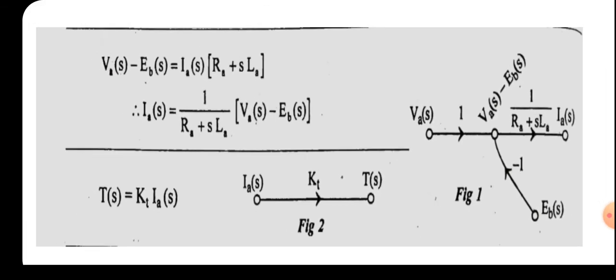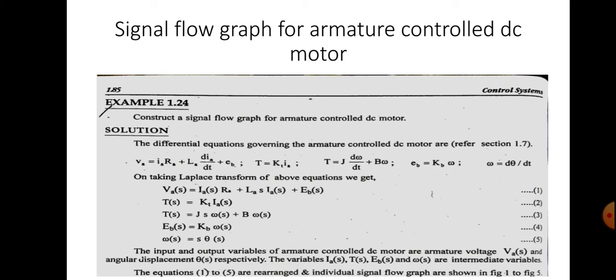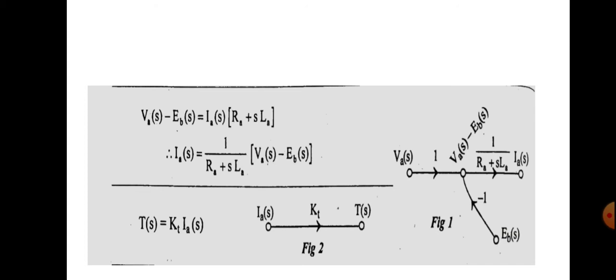Okay. So next we have to consider the second equation. What is the second equation? The second equation is T(s) is equal to KT into IA(s). See here, IA(s) is an intermediate variable, and when IA(s) is multiplied by KT we will get T(s). So we can draw it by representing two nodes, where one node is IA(s) and then it is multiplied by KT and we will get T(s). So the input is IA(s) in this case and the output is T(s). So we can represent the gain of the branch as KT. So from the second equation we got this signal flow graph.